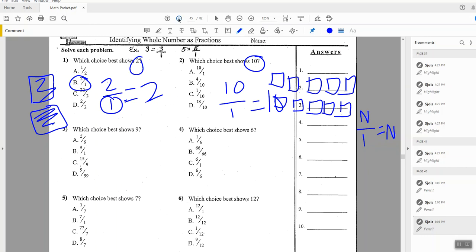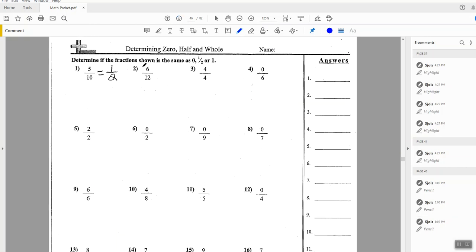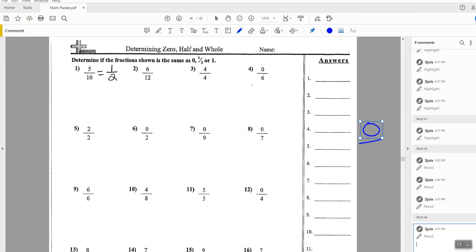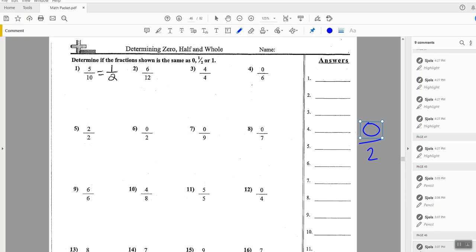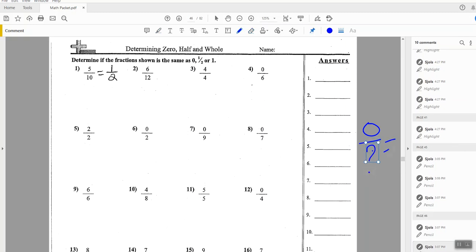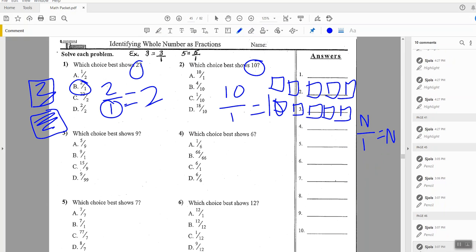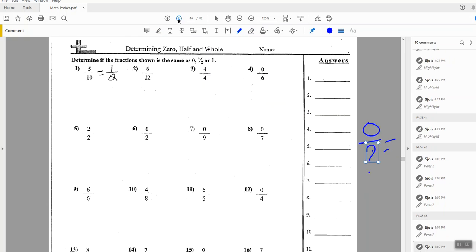So let's jump down. It says determine if the fraction is the same as 0, half, or 1. Let's get something about 0 right out of the way. If 0 is on top, no matter what the number is on the bottom, it's going to equal 0.